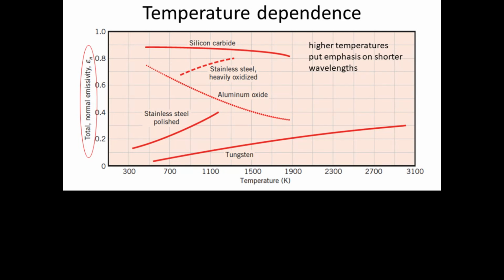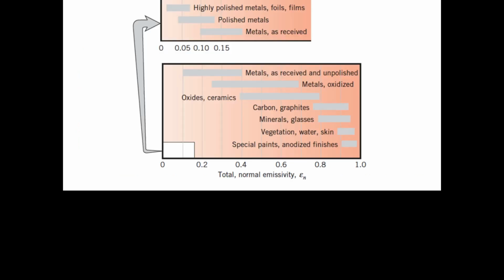So the point here, we will do some calculations. I will ask you calculations in the exam. But if you ever need to deal with radiation, be aware that different temperatures give you different wavelengths, and these different wavelengths behave differently. There is so much more to say. So here we have total normal emissivity. This is what we have been using so far, right?